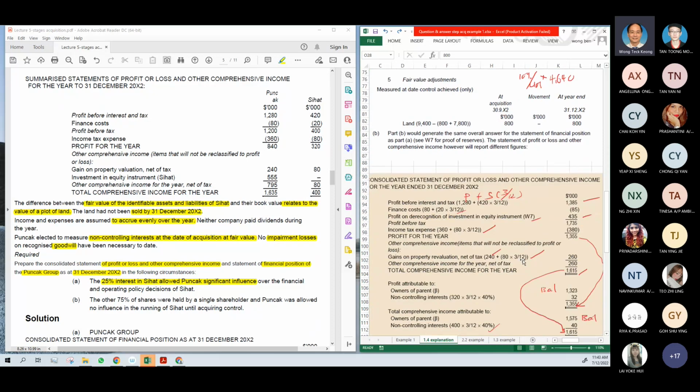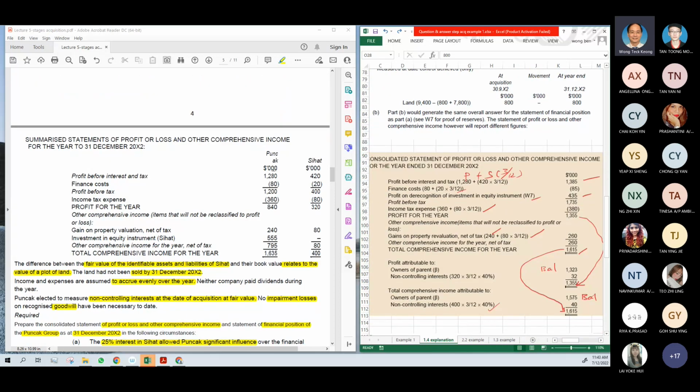So in the P&L, we'll do the P&L first. You use the profit before interest and tax, 100% of the subsidiary's and the parent's: Punchat 1,280 plus 423 over 12. You become a subsidiary on 30th September, so you get 1,385. Finance cost, same thing, 80 plus 20 over 3 over 12. These two add together, you get 85. Okay. So now we have this called the share of profit of associate. First, I'll go to that.